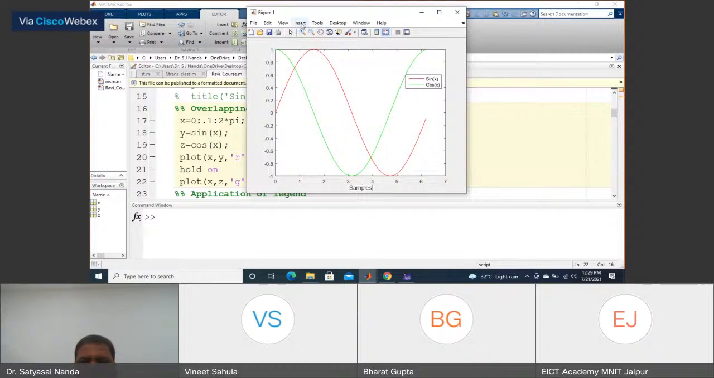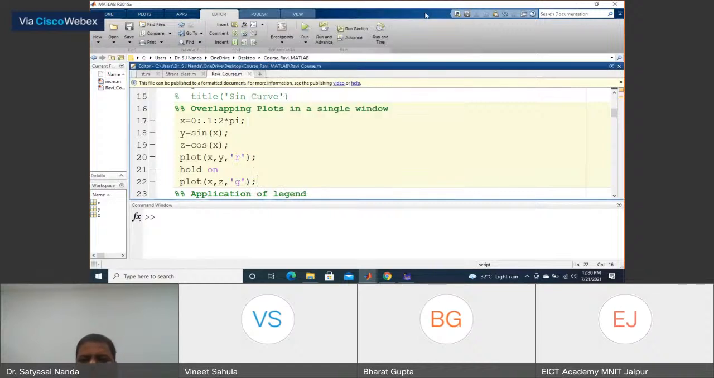And in the Y label, you can write amplitude. Like that, you can create any particular graph, and you can use legend, X label and Y label to insert them. So two graphs have been overlapped inside one window.